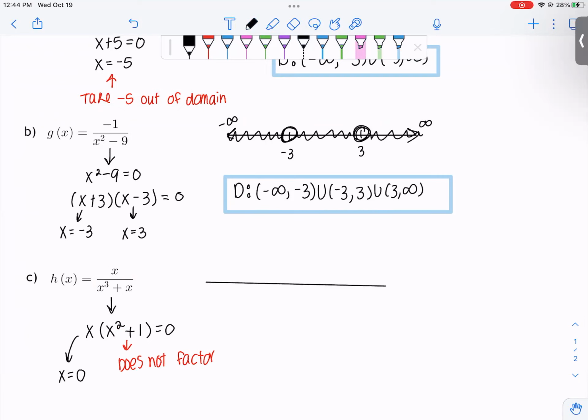So just like we've done before, come on, Mr. Line. There you go. Plucking out 0, take him away. From -infinity to +infinity, our domain is -infinity, pluck out the 0, from 0 to infinity.